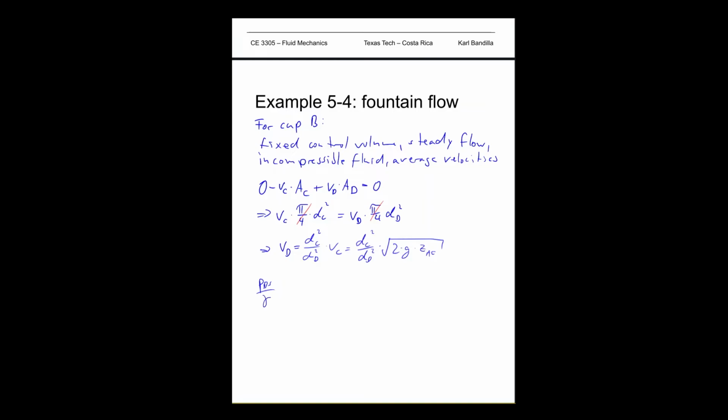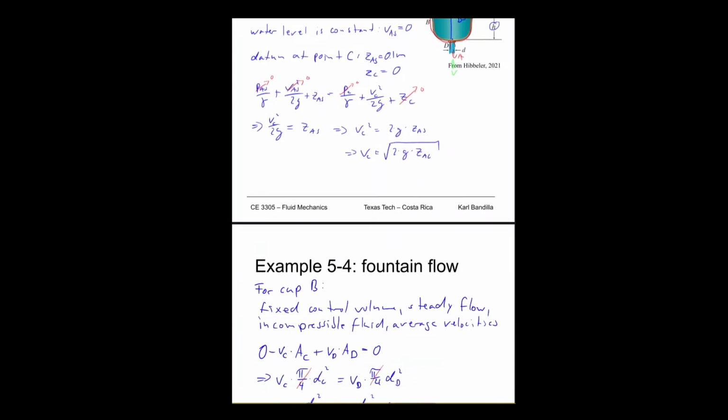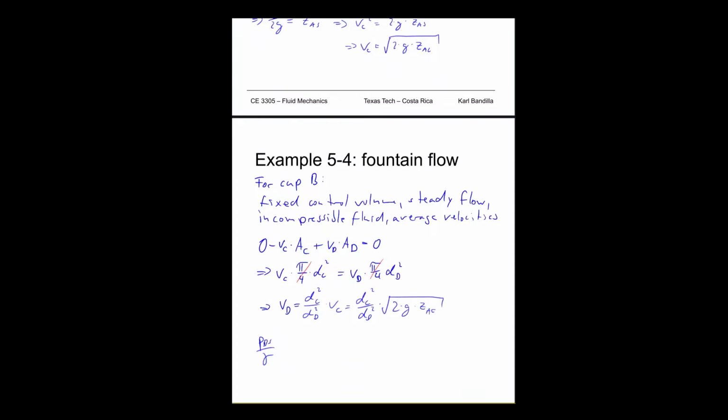So we can say in our case, PBS over gamma. Probably should define where BS is. We just put a dot there, but let's say this is BS. So you can say PBS over gamma plus, what do we have, VBS squared over 2G plus ZBS equal to PD over gamma plus VD squared over 2G plus ZD.